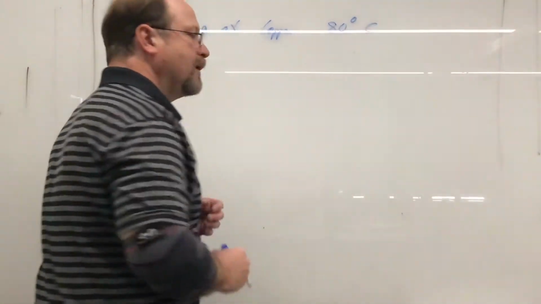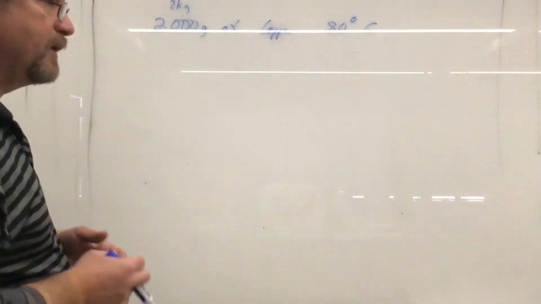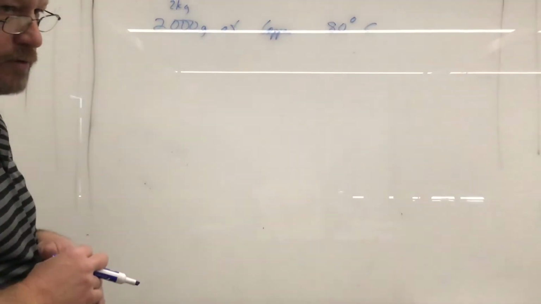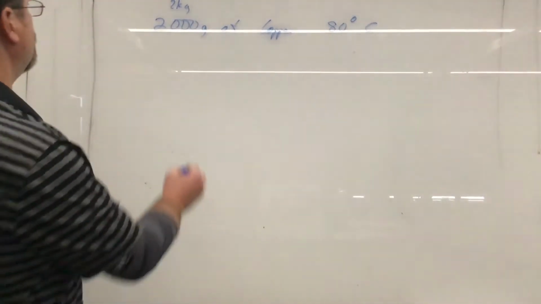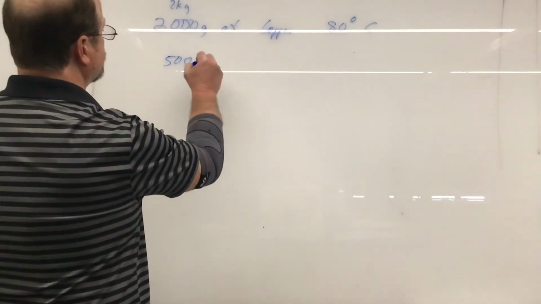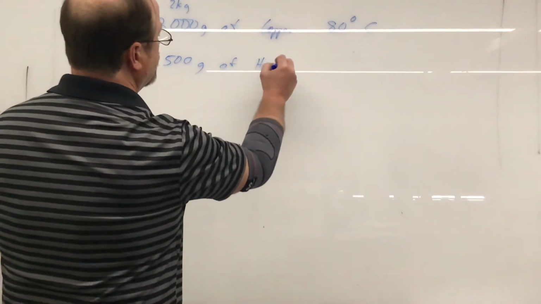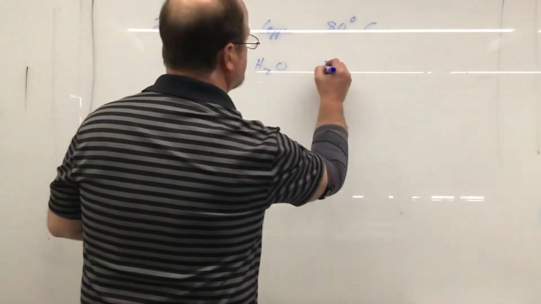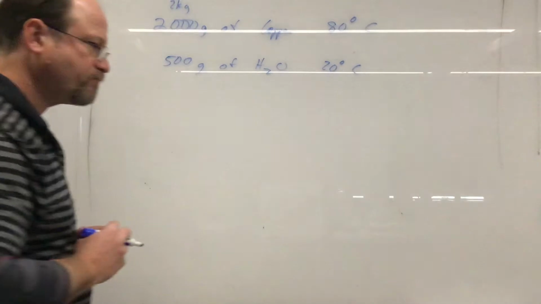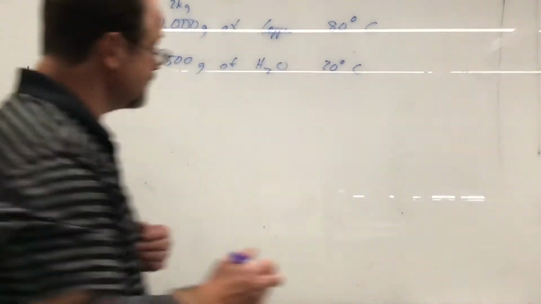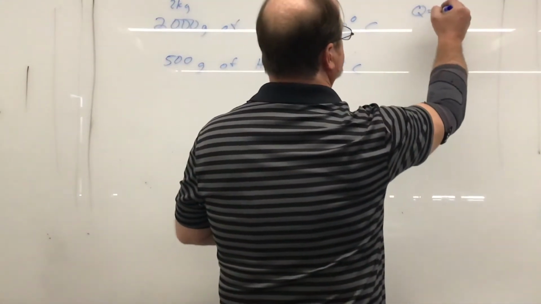And what I'm going to do is put that copper into a bath of water, which is 500 grams of water. And that bath is sitting slightly below room temperature, sitting at 20 degrees C. Okay. Now for each one of these, it is true that Q is MC delta T.